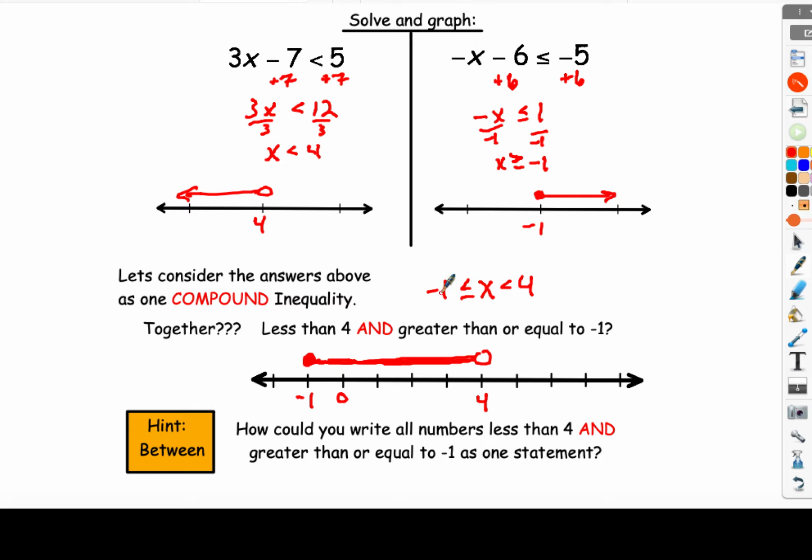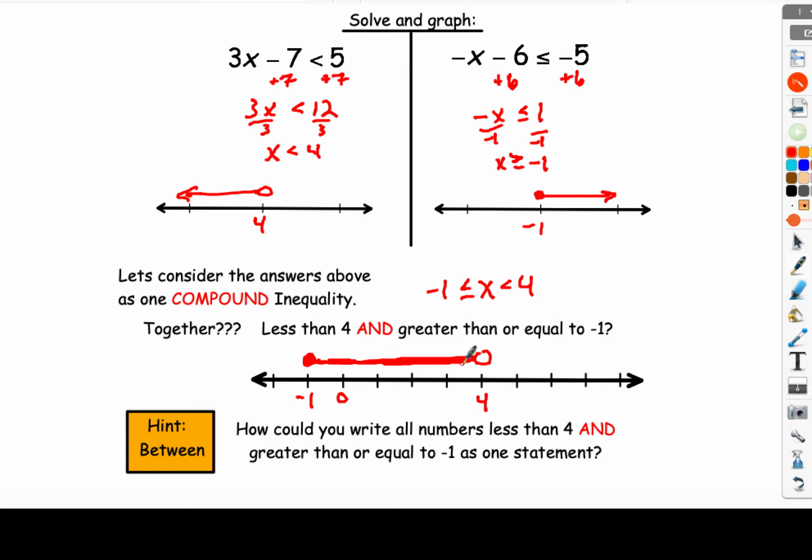X is greater than negative 1, but x is less than 4. X is between negative 1 and 4. Now, I know that left side can be a little bit confusing sometimes. So you've got to remember, read from left to right. The lowest number is negative 1, which is less than or equal to my variable.